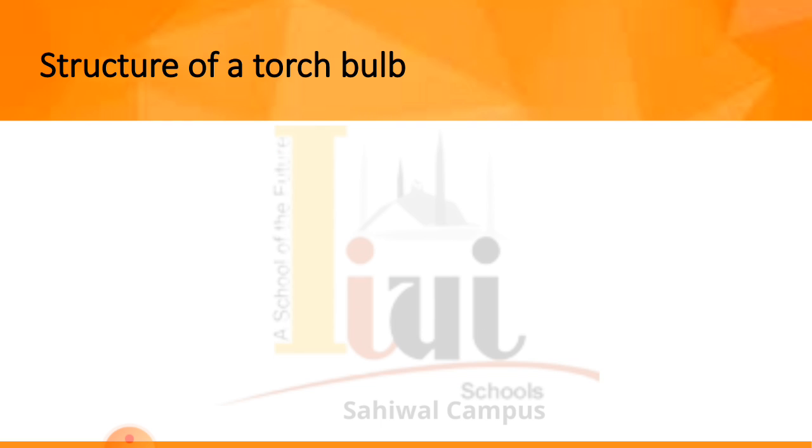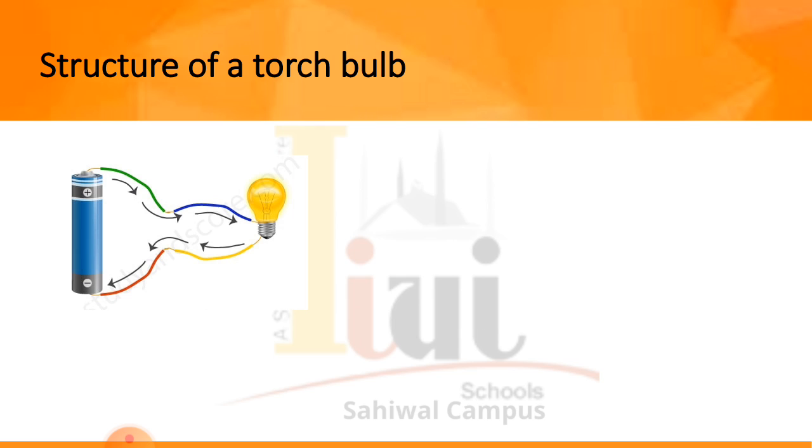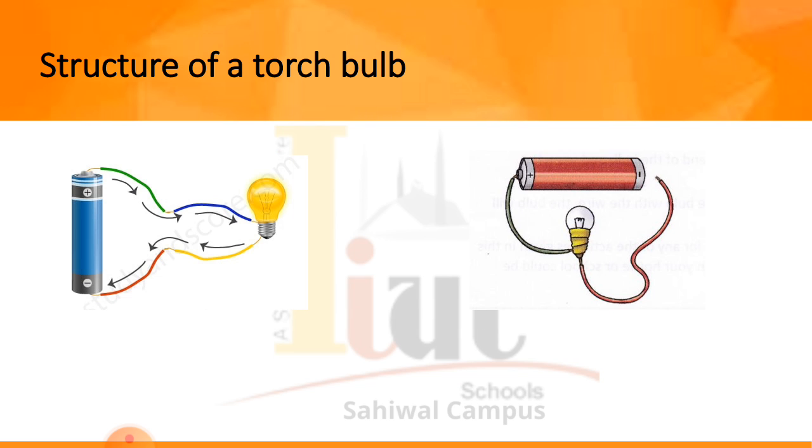Structure of a torch bulb. We have a picture that shows the structure of a torch bulb that is connected on both terminals and shows the flow of current from the positive terminal of a battery to the negative terminal and shows the on state of a bulb. And the second circuit shows the connection of all the components in a circuit, but the connecting wire is disconnected from the negative terminal of the battery or electric cell. So this shows that there is no complete circuit formation and there is no flow of electricity.